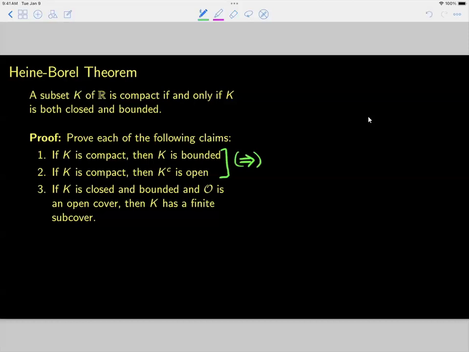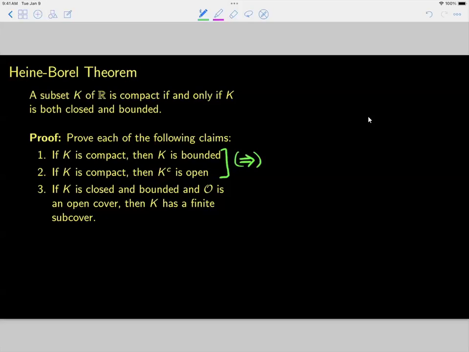So I'm going to show that if K is compact, then it has to be bounded. I'm going to show that if K is compact, then K complement is open. Saying K complement is open is the same as saying K is closed. That's one of our properties from last time. So if K is closed, then K complement is open, and vice versa. If K is open, then K complement would be closed. So open and closed switch under complements. So taken together, these give us that if K is compact, then K is closed and bounded.